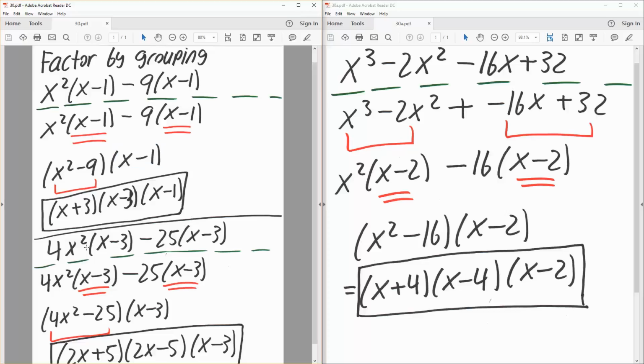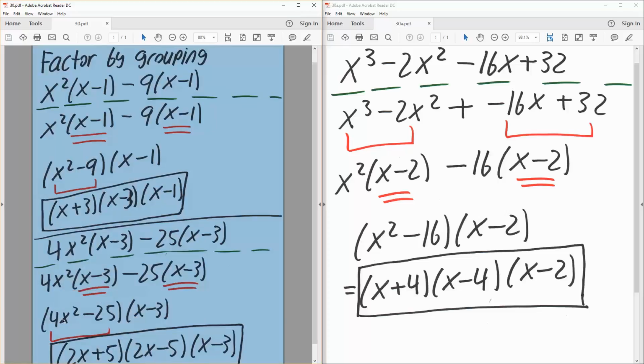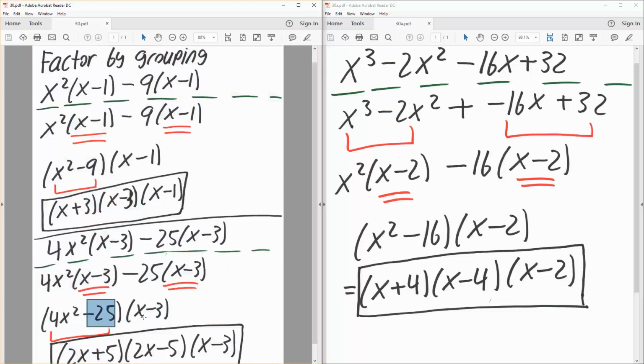And now we'll solve the second problem. So we have 4x squared times (x minus 3) minus 25 times (x minus 3). And so the first step is the grouping step. So we have x minus 3 here and x minus 3 here. It's common in both of these terms. So we could say (4x squared minus 25) times (x minus 3). And if you think about it, 4x squared times this would be this, and minus 25 times this would be this term right here. And so it works.